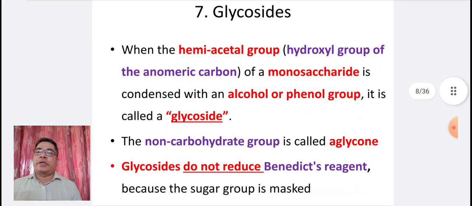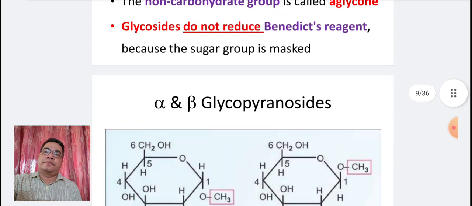Coming to the next point, glycosides. Where the hemiacetal group, that is the hydroxyl group of the anomeric carbon of a monosaccharide, is condensed with an alcohol or phenol group, it is called a glycoside. The non-carbohydrate group is called aglycone. The glycosides do not reduce Benedict's reagent because the sugar group is masked.